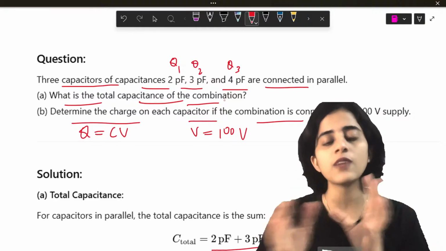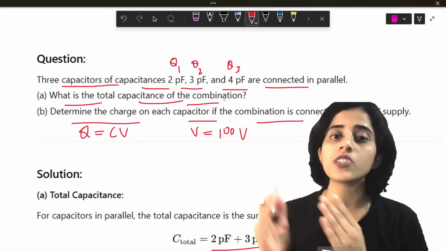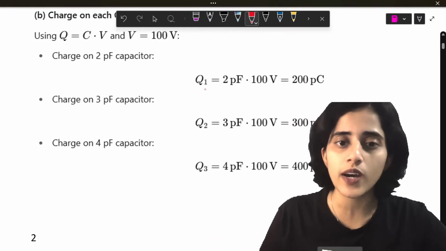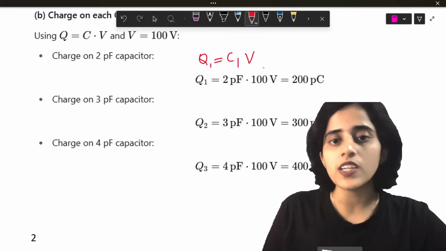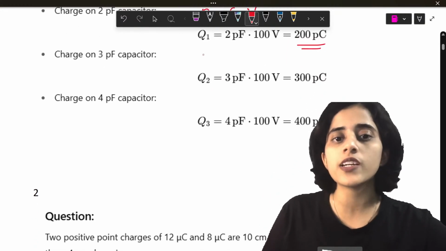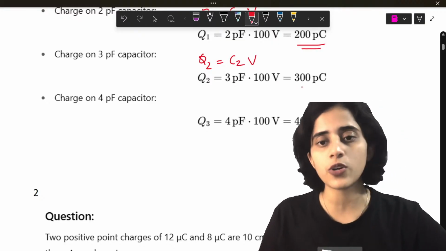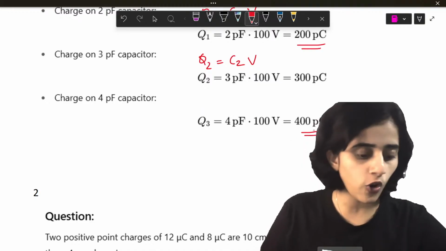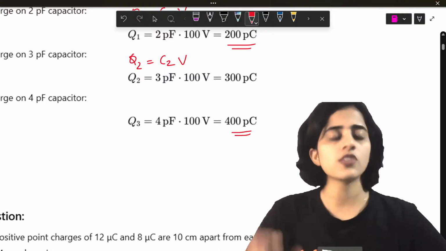Why is V the same for all 3? Because they are all connected in parallel. In a parallel circuit, voltage is the same everywhere. So let's do that. How do I find Q1? Q1 is C1 into V, which is 2 into 100, 200 picocoulomb. Q2 is C2 into V, which is 3 picofarad into 100, which is 300 picocoulomb. Q3 is 400 picocoulomb. Okay, so this is the answer.